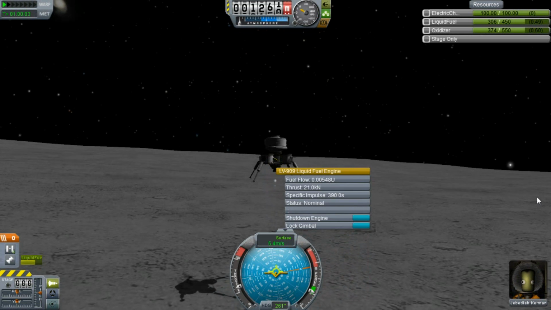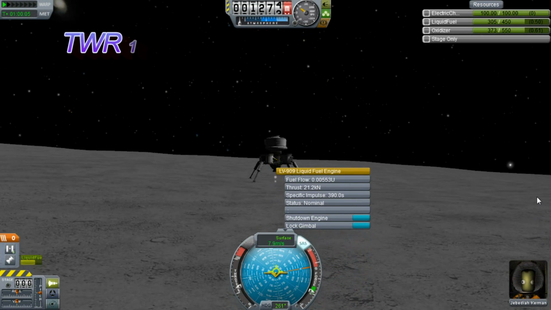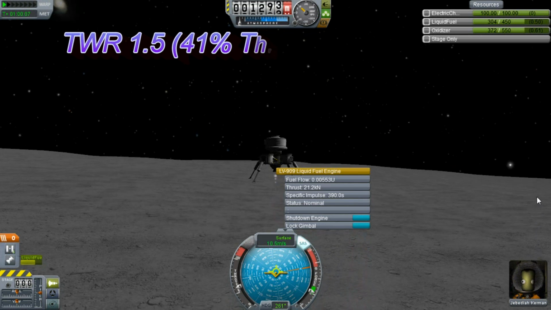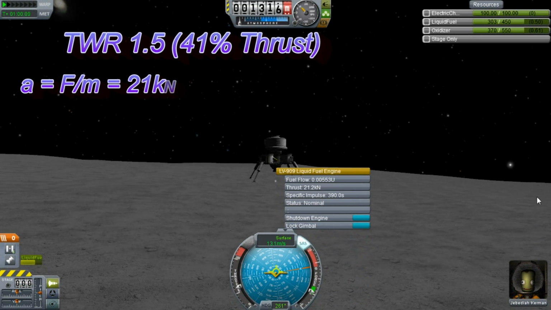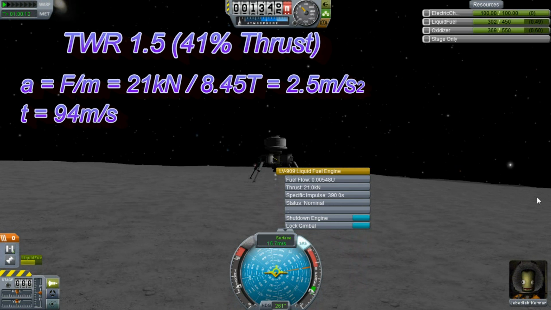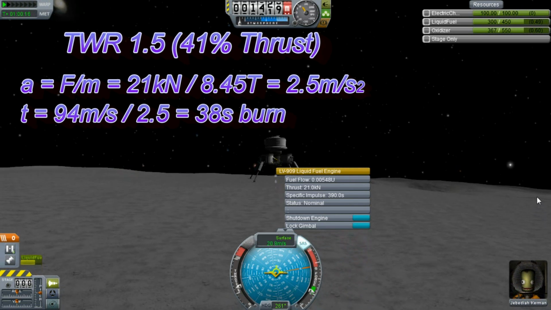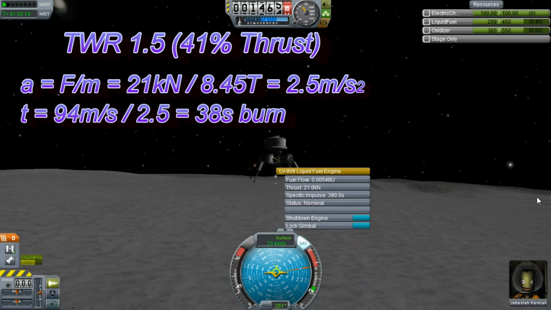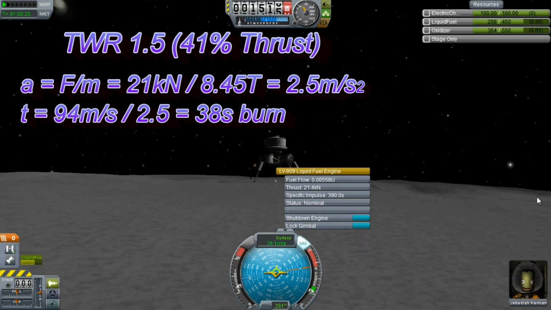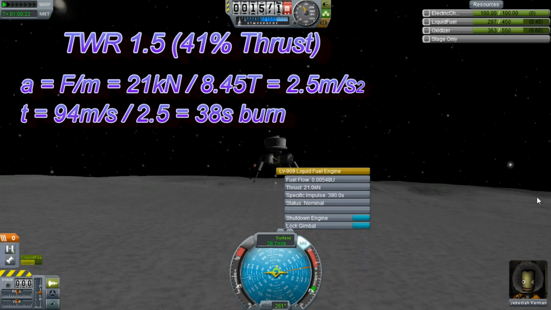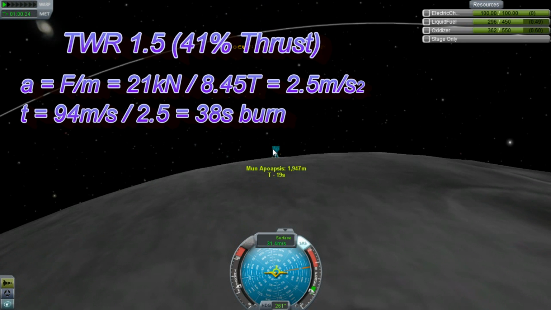So this next profile is a thrust to weight ratio of 1.5. We'll use about 41% of our thrust. That should give us an acceleration of 2.5 meters per second squared, which is about 1.5 times the Mun's gravity of 1.6. So according to that, it should take about 38 seconds to burn up 94 meters per second of delta V.